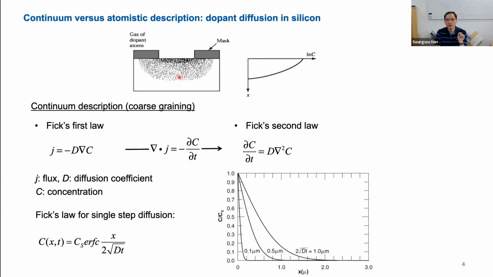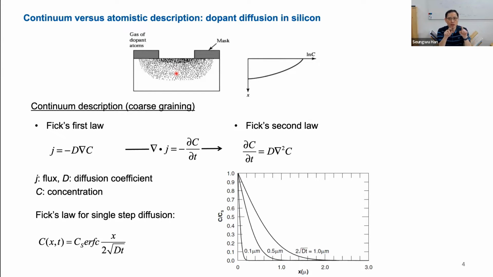And so here we want to describe the diffusion of these dopant atoms. In a continuum description, we first coarse-grain these atoms. Each of the dopant atoms is a distinct object, right? So there are dopant atoms in the silicon.